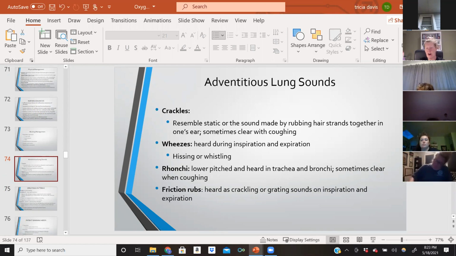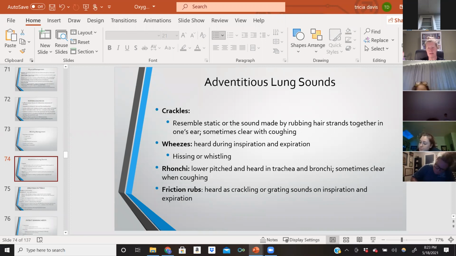Sometimes they clear when they cough. If they do, we call that rhonchi. Wheezes are going to be heard during inspiration and expiration. They don't always have to be. They might just be one or the other, or they could be both. Sounds kind of like a hissing sound or a whistling.